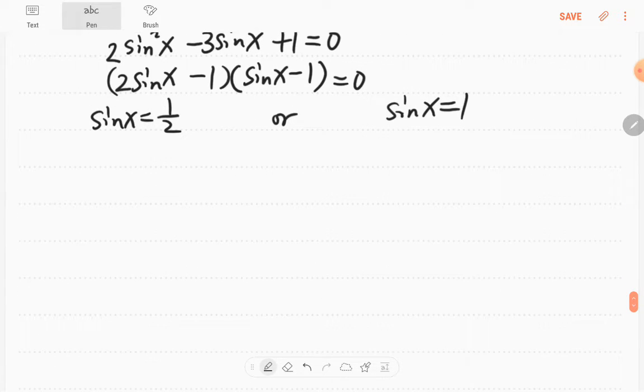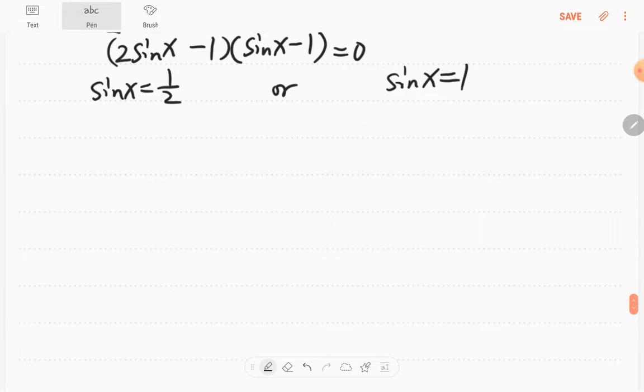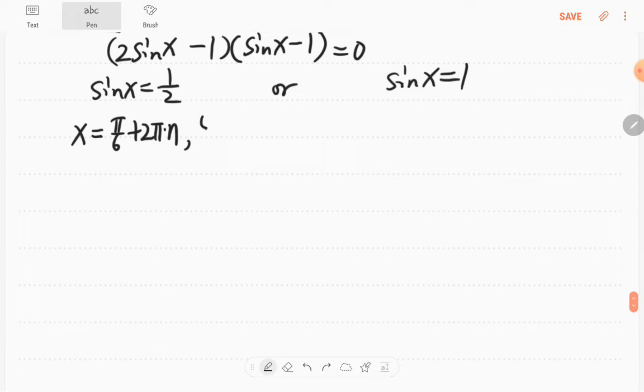Okay, so for this one, we have the reference angle would be pi over 6, right? Pi over 6. So this one would be pi over 6 plus 2 pi n, because this is in the first quadrant. In the second quadrant, right, it would be 5 pi over 6 plus 2 pi n. So this is the general solution for this part.